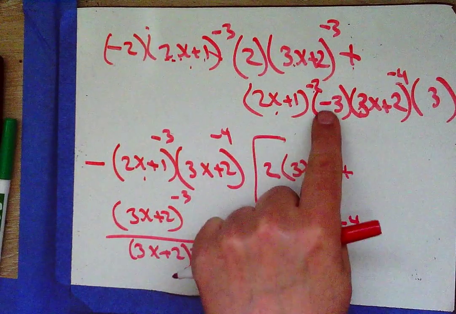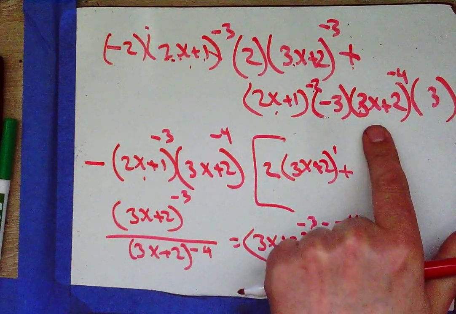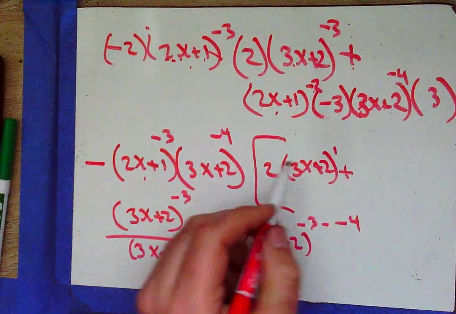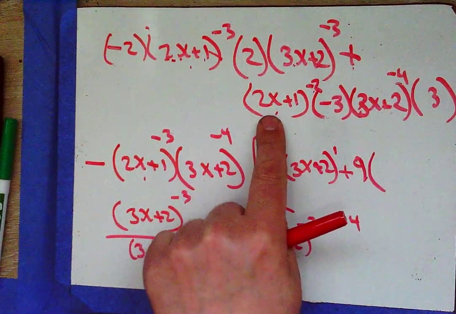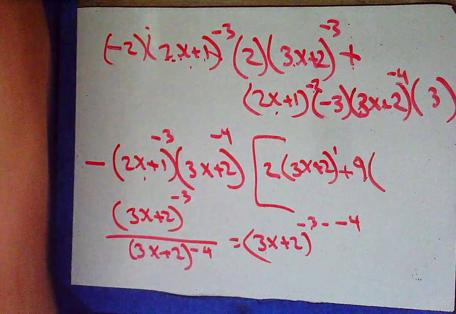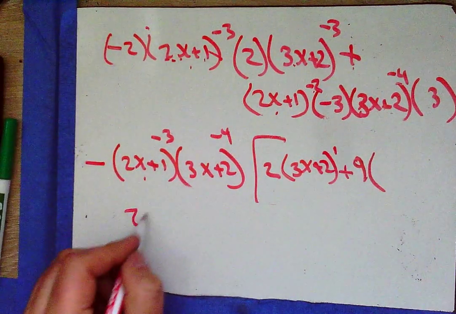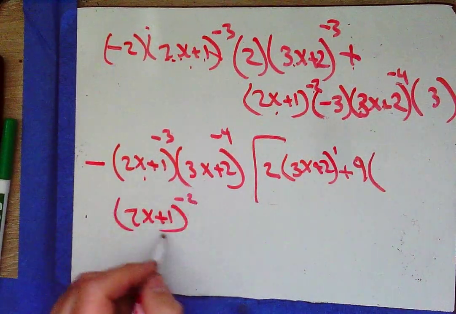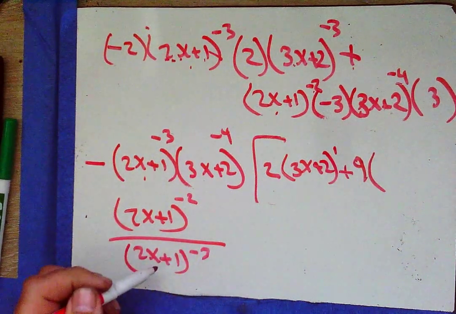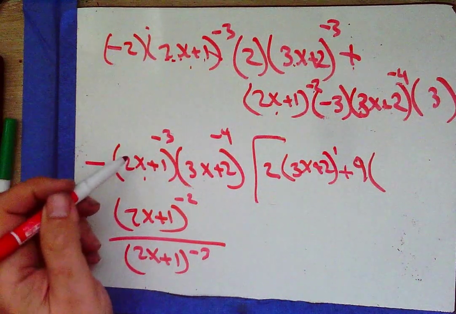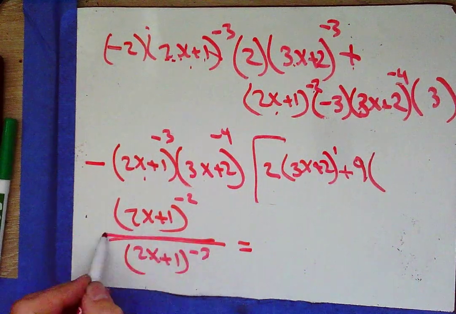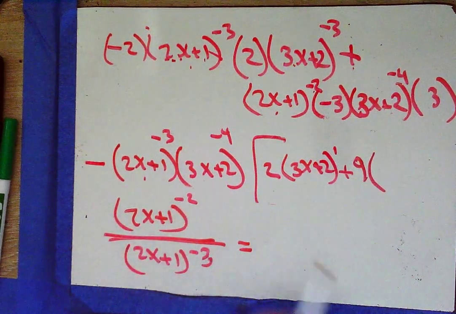Now what about here? I took out the negative. I had 3x plus 2 to the negative 4, but I factored all of that out, so that's gone. So right now I just have the 9. Now what about here? We have 2x plus 1 to the negative 2, and we factored out 2x plus 1 to the negative 3. So 2x plus 1 to the negative 2 divided by 2x plus 1 to the negative 3. Why do I know the negative 3 goes on the bottom? Because that's the thing I factored out, and factoring is dividing. When the bases are the same and I'm dividing, what do I do with the exponents? That's right, I subtract them.